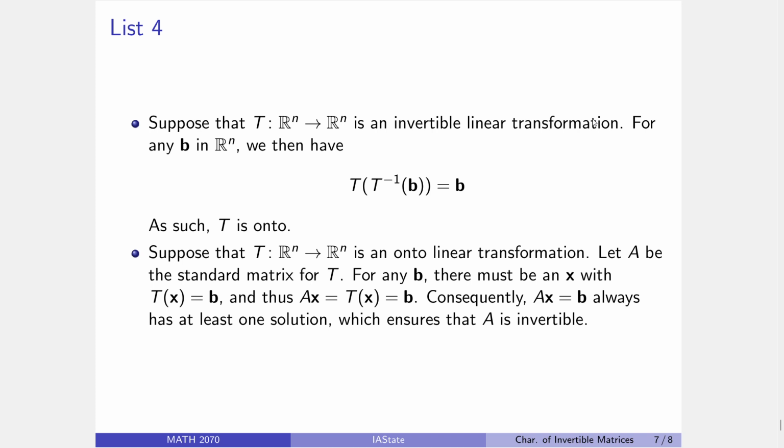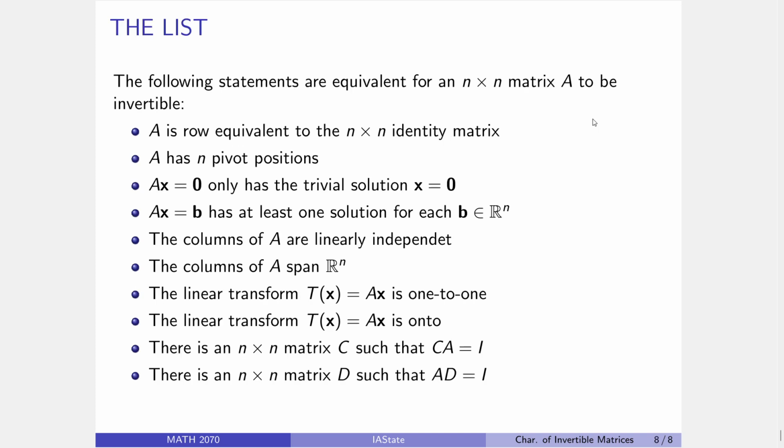So, with all of that said, now we can compile it all together into this big old beautiful list. The following statements are equivalent for an n-by-n matrix to be invertible. A is row equivalent to the n by n identity matrix. A has n pivot positions. Ax equals 0 only has the trivial solution x equals 0. Ax equals b has at least one solution for each b.